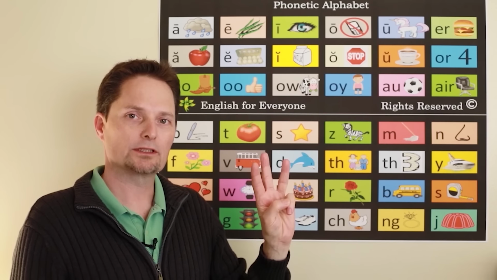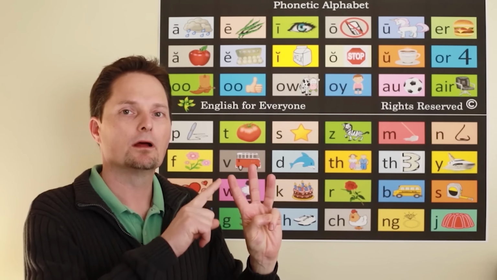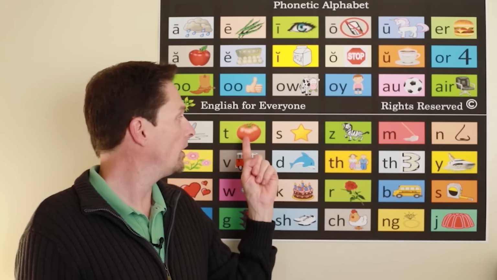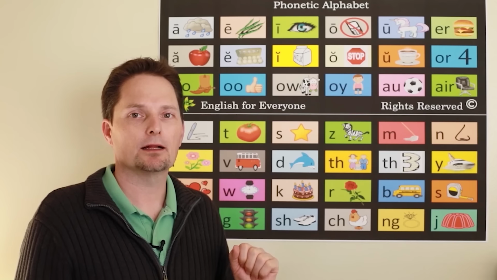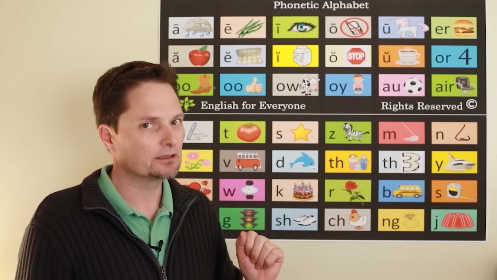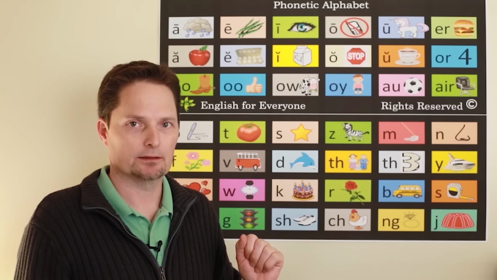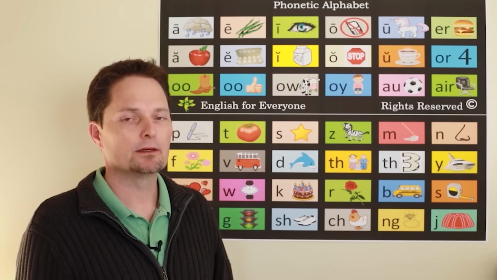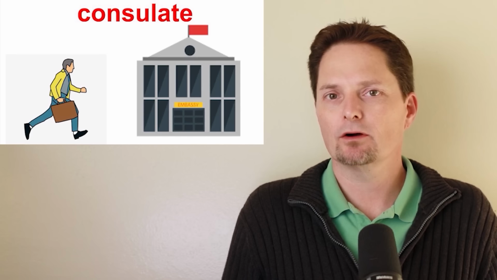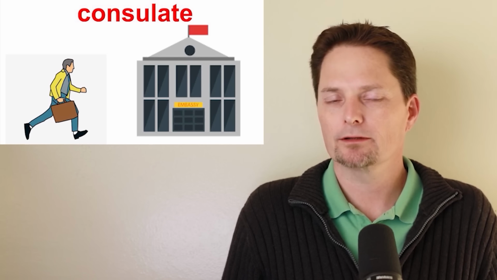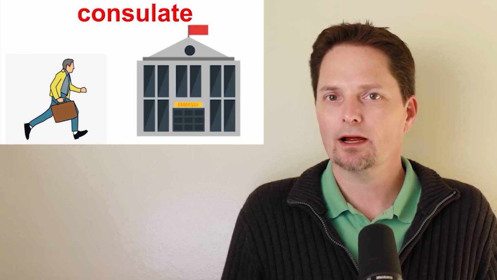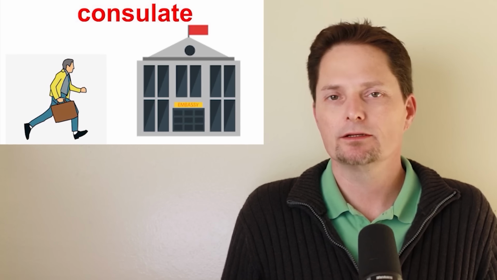Consulate. Three syllables. The stress is on the first syllable. Consulate. Also finish with a stop T. Consulate. He's going to the consulate to do his paperwork. Let's practice. Does he need to go to the consulate to do his paperwork? That's right. He needs to go to the consulate to do his paperwork.